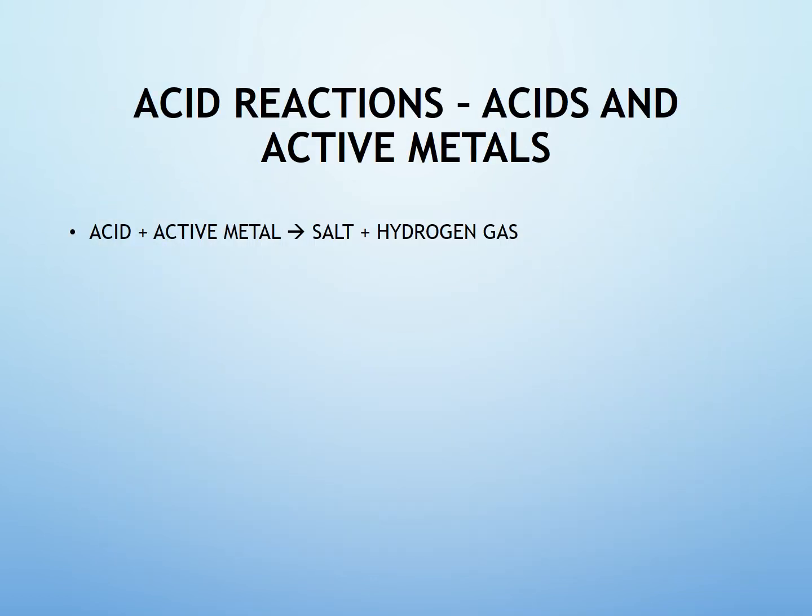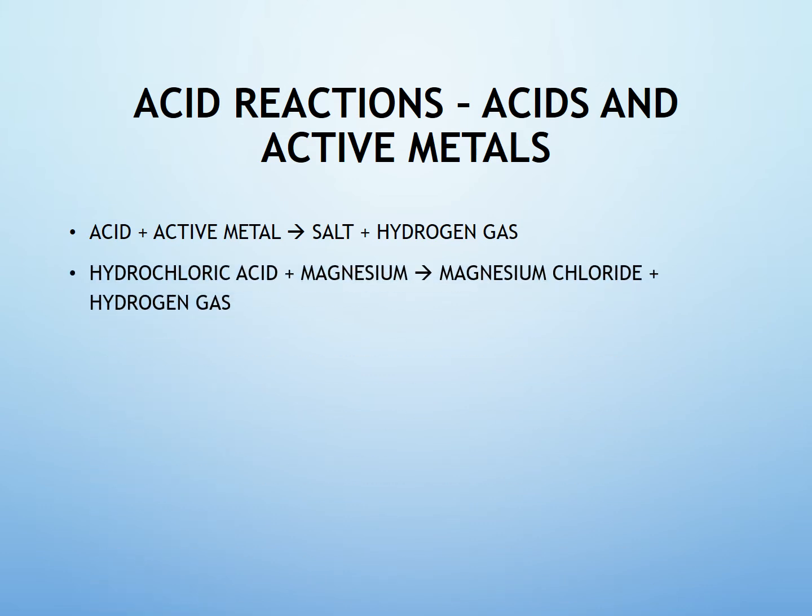So when acids are mixed with active metals, which are usually metals from group 1 or 2 of the periodic table, we see that as products we form a salt and hydrogen gas. For example, if we were to add hydrochloric acid to magnesium metal, we would get as our products magnesium chloride, the salt, and hydrogen gas.